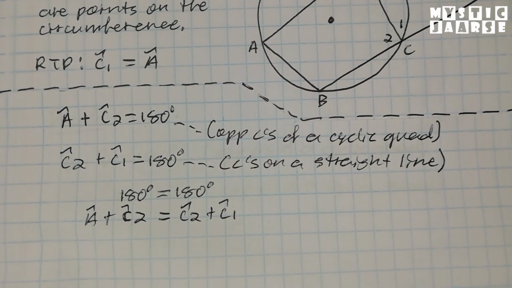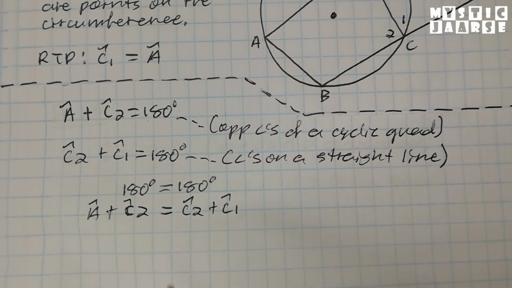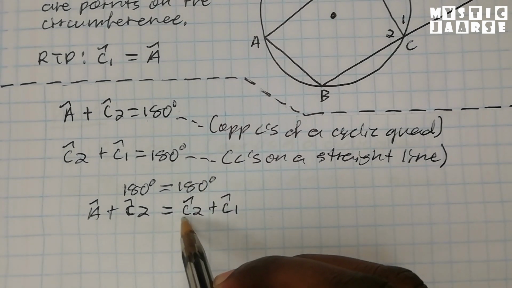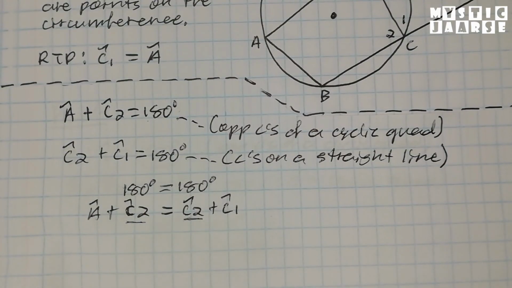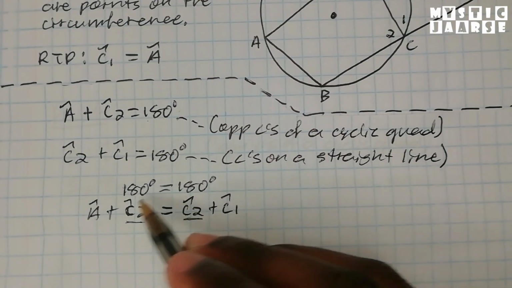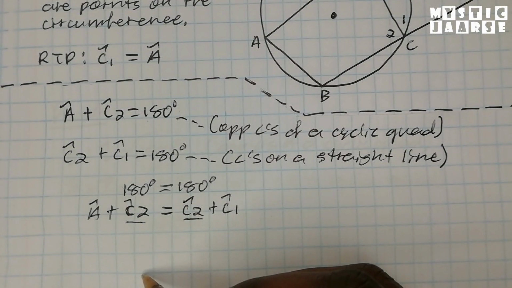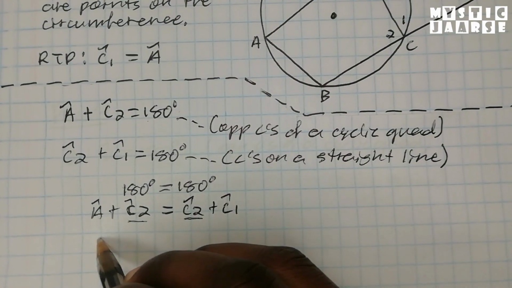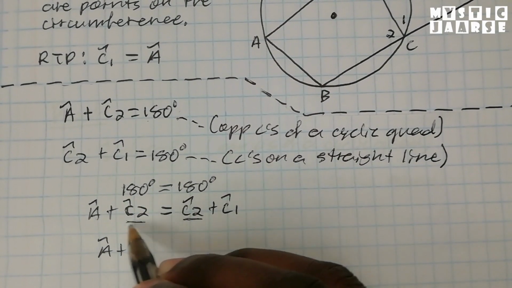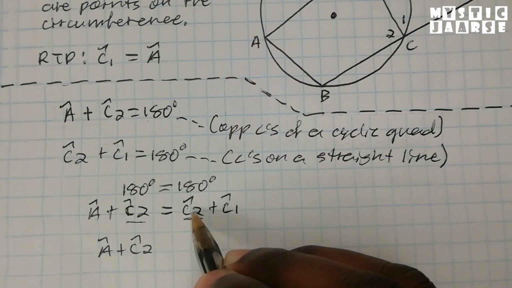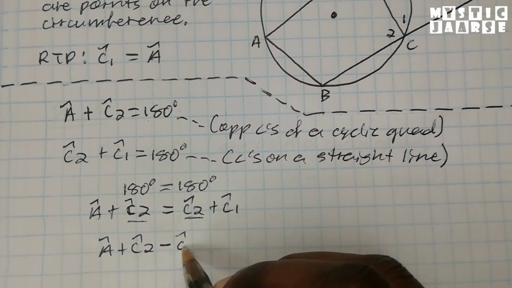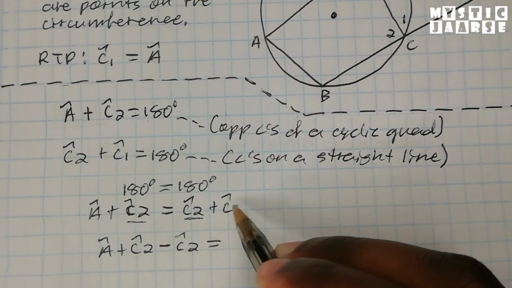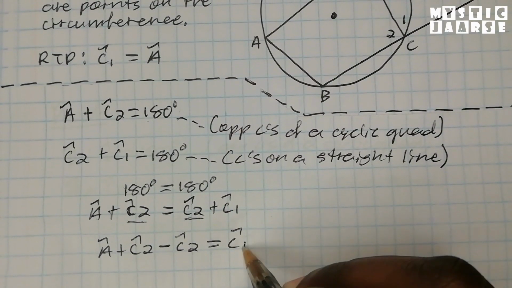And now when you look carefully at what we have, angle C2 is repeated. When you transpose one of them, they will annihilate, meaning if I have angle A plus this angle C2, then I transpose this angle C2 to this side and it becomes negative. And on this side, we're left with angle C1.